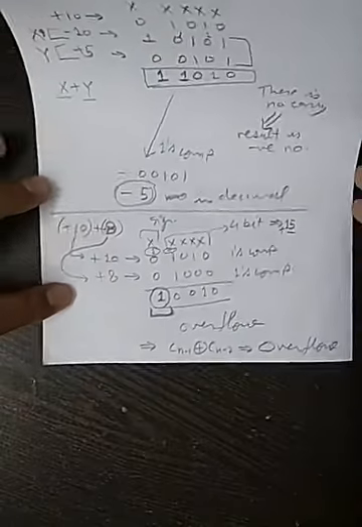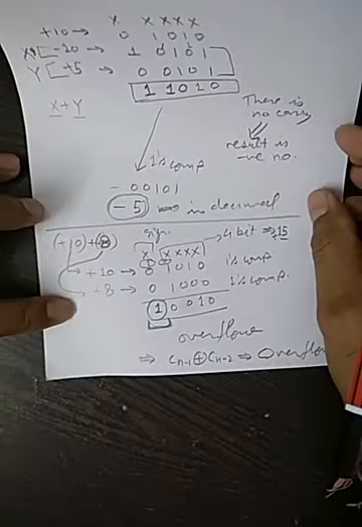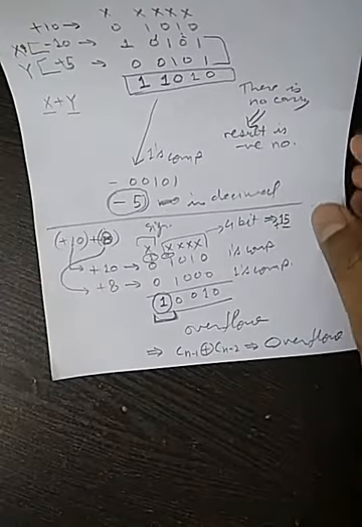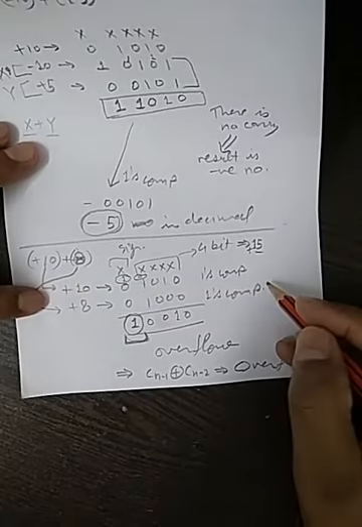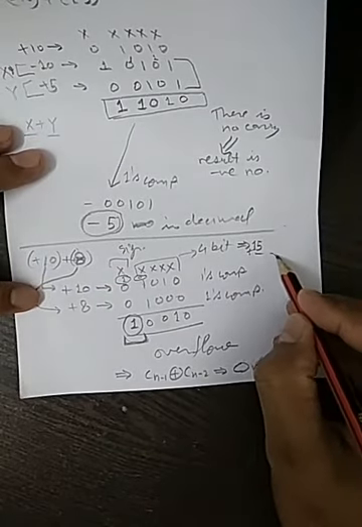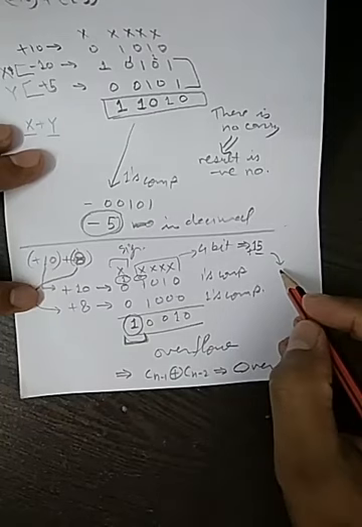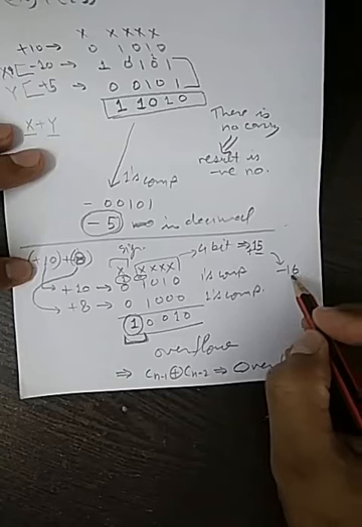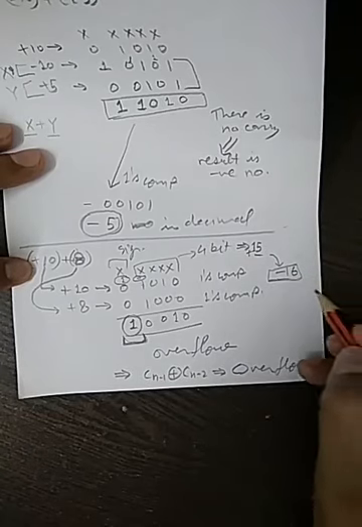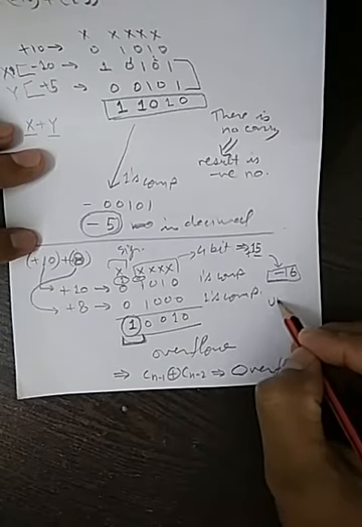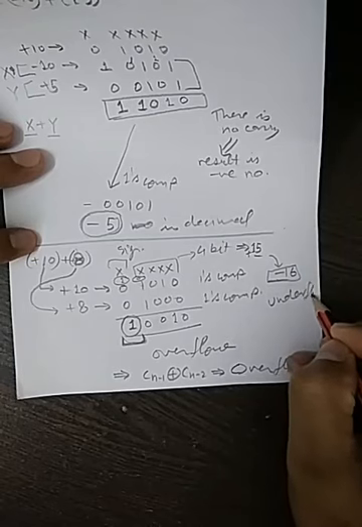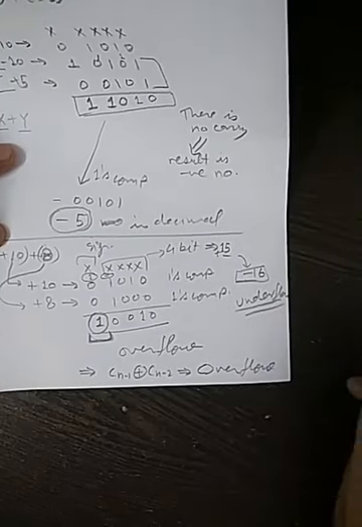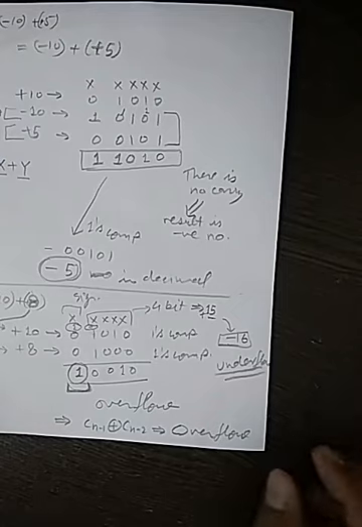Similarly, if I take another term which is underflow, if any process gives me a number less than minus 16, less than the capacity of the number, it is known as underflow. So these are the two things that we should understand. Thank you.